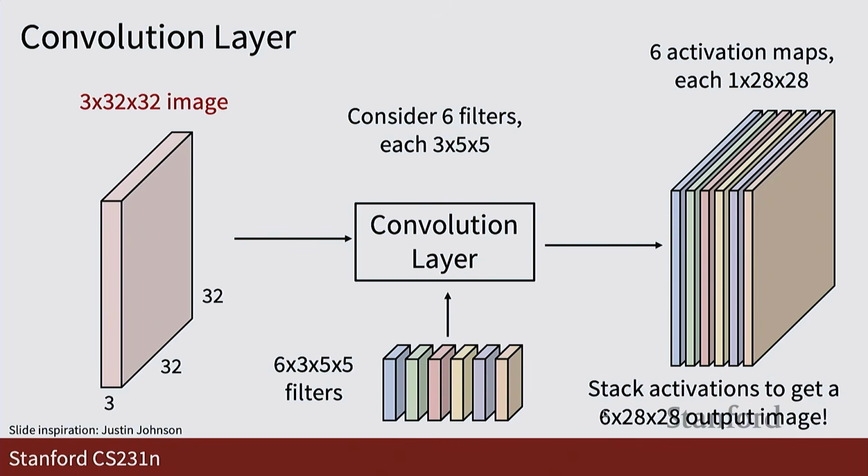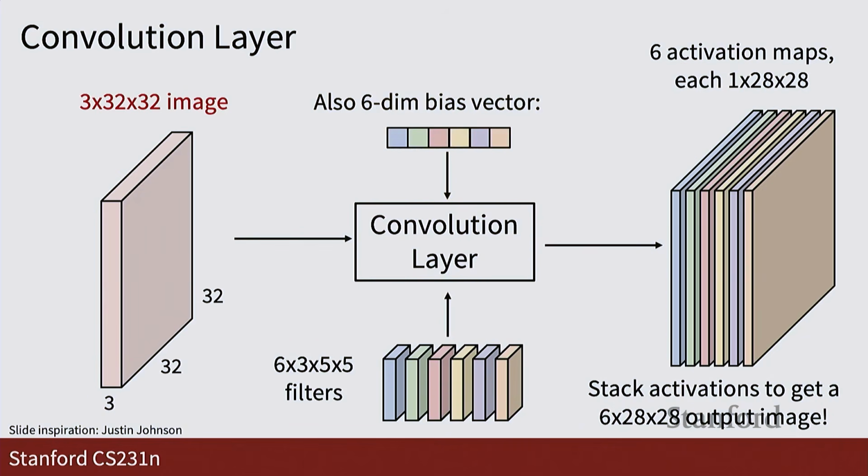So once we collect all those response planes and stack them up in a third dimension, our output has size 6 by 28 by 28, where 28 by 28 should be interpreted as spatial dimensions, and that 6 is a channel dimension. And of course, just as we do with linear layers, we'll often add a learnable bias vector to our convolutional layers.